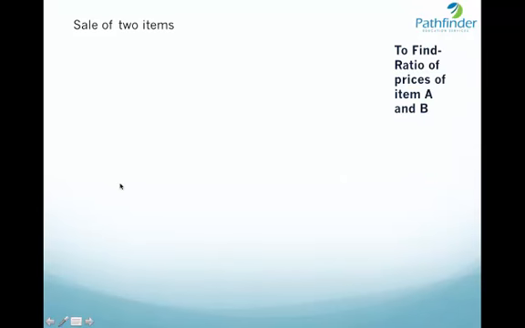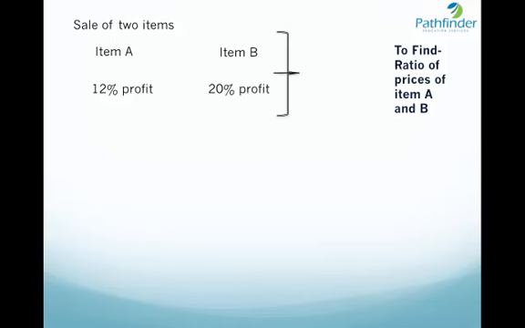So now let us apply the same concept to the case of sale of two items, item A and item B. There is a 12% profit earned on item A and there is a 20% profit earned on item B. And overall the total profit earned is 15%. We've got to find the ratio of prices of item A and item B. Apparently, this question is different, but again, this question can be very easily solved by applying weighted average.